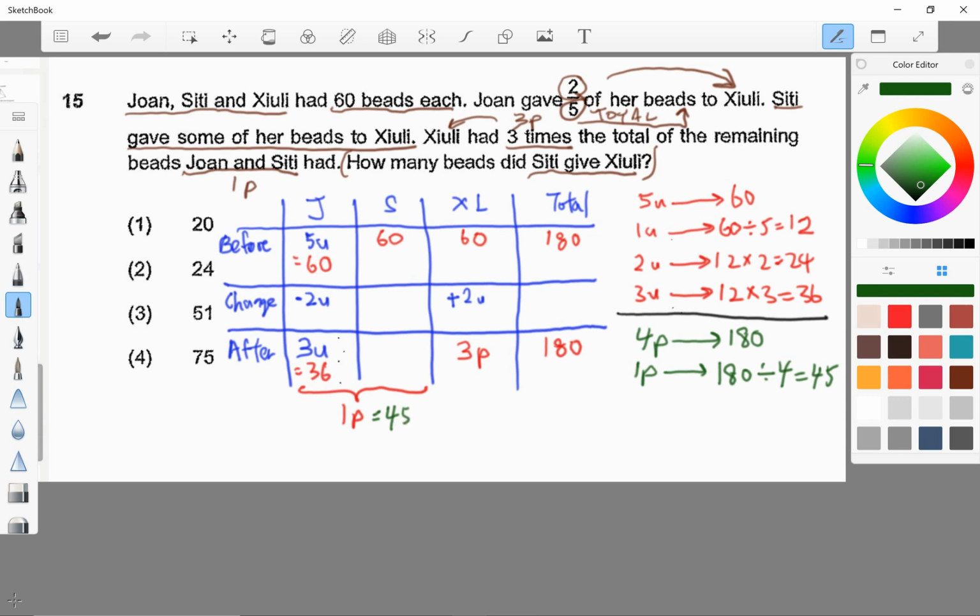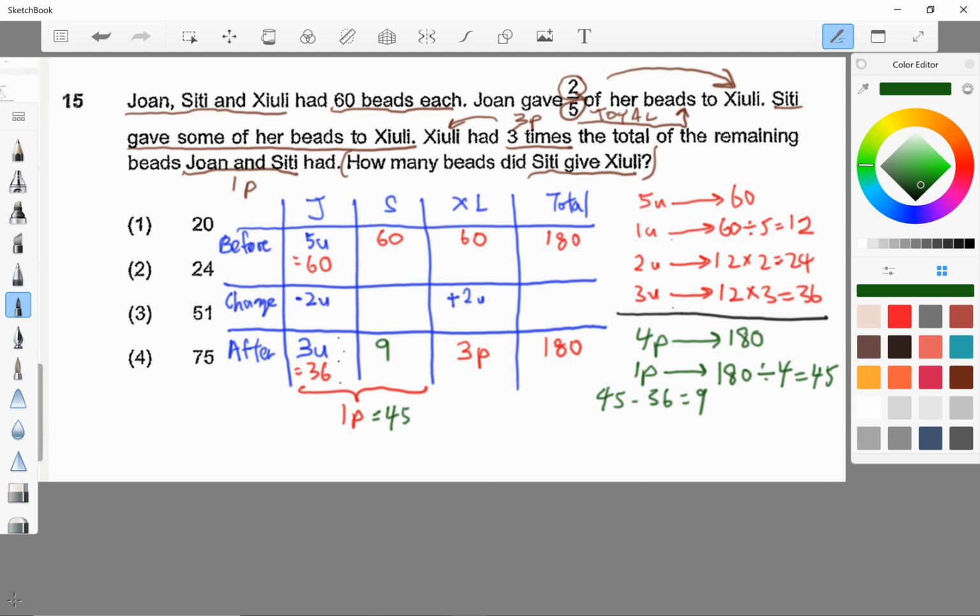I have already found out that CT's bits in the end has to be 9. Because 36 plus 9 give us 45. 45 minus 36 give us 9. So 45, if I subtract away 36, that belongs to Joan in the end, I will be able to get 9. And if that's the case, how many bits did CT give to Siu Li?